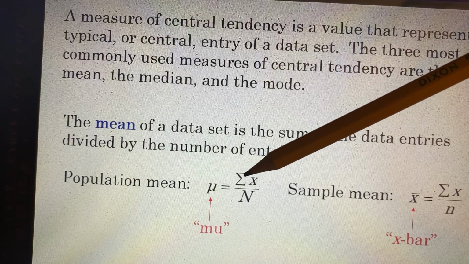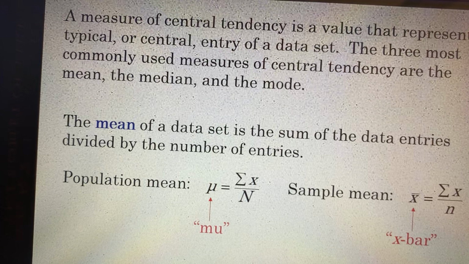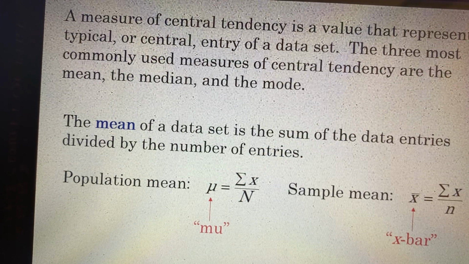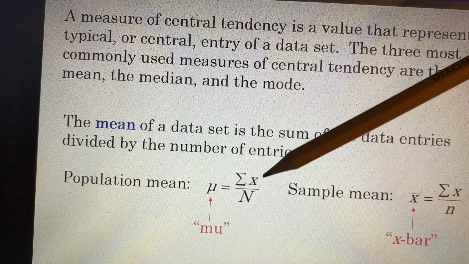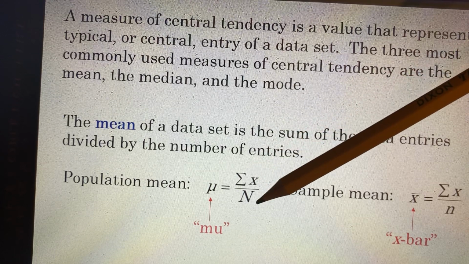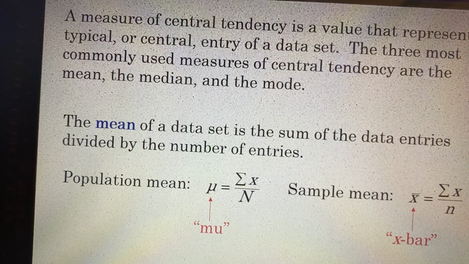Both probability and statistics students and Algebra 2 students, you guys know this symbol is sigma, and that means sum. So whenever we see that symbol, we'll be adding. So even though the symbols for population mean and sample mean are different, we're doing the same thing. You take the values of your data and you add them up and you divide by the number of data entries. Okay, so that's what you're doing for both population mean and sample mean.